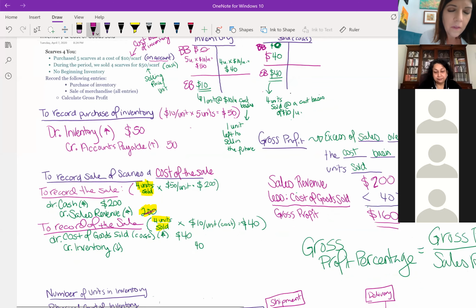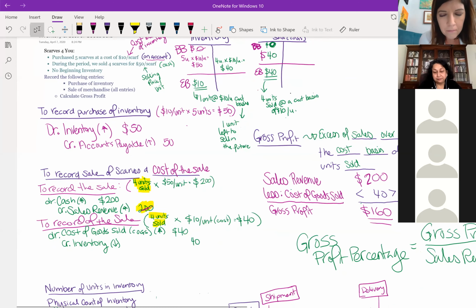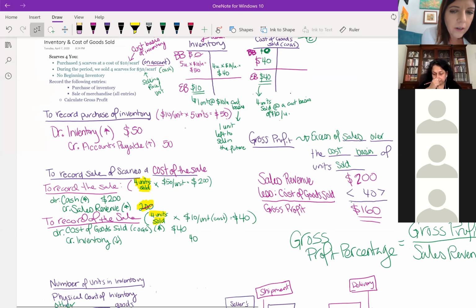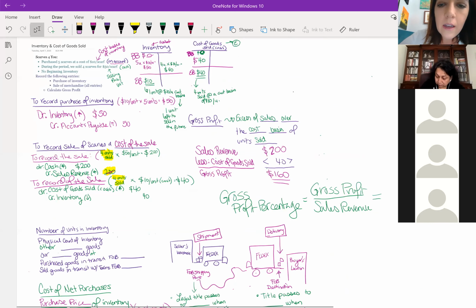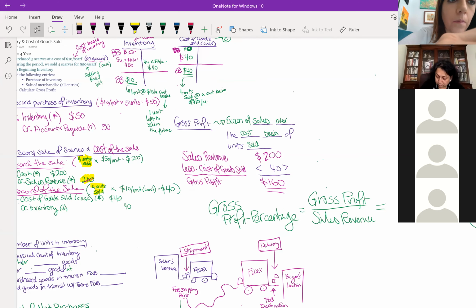Now, the 160 doesn't tell us very much. But what really is important is calculating the gross profit percentage. So gross profit as a percentage of sales. So what we're going to do is take gross profit, which is 160 in our example, divided by sales revenue of 200.